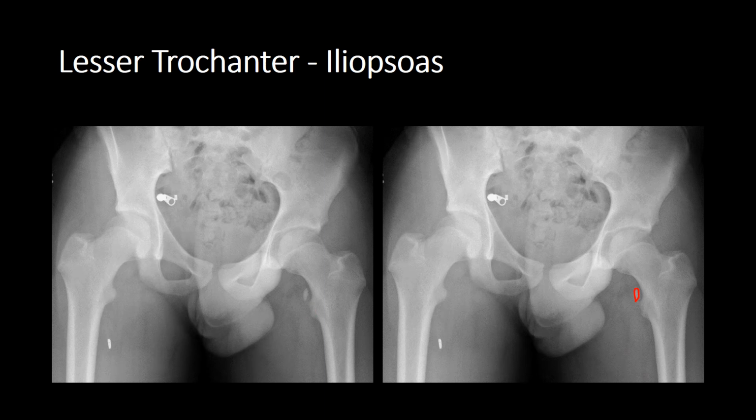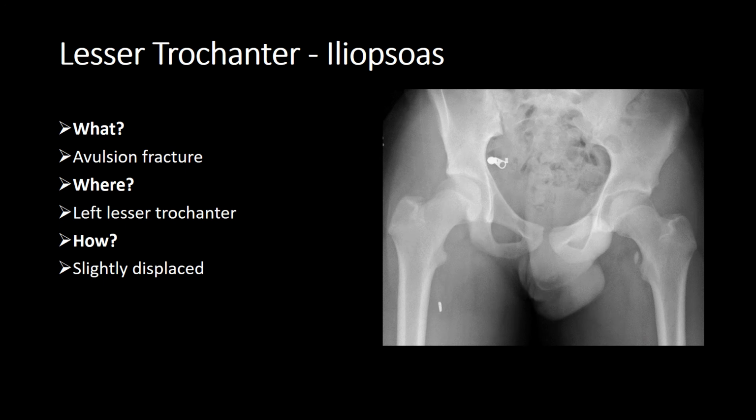As always, it's so important to compare sides. So if you're ever in doubt, look at the other side. Does it look the same? If it looks the same, then you can be more confident that there isn't an abnormality. And if the opposing side is not symmetrical, then you can be more confident that there is an abnormality there. So what is it? It's an avulsion fracture where it's the left lesser trochanter, how slightly displaced.